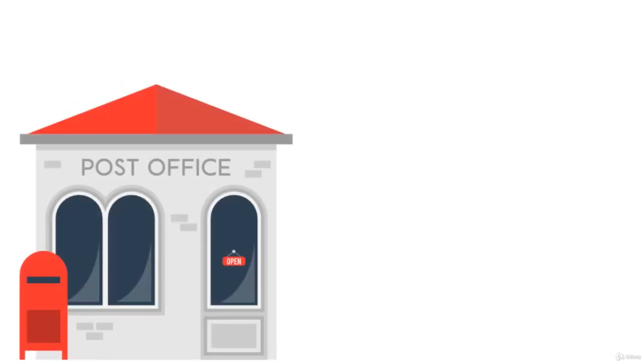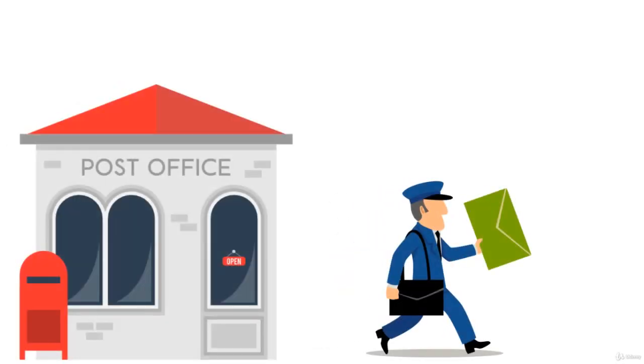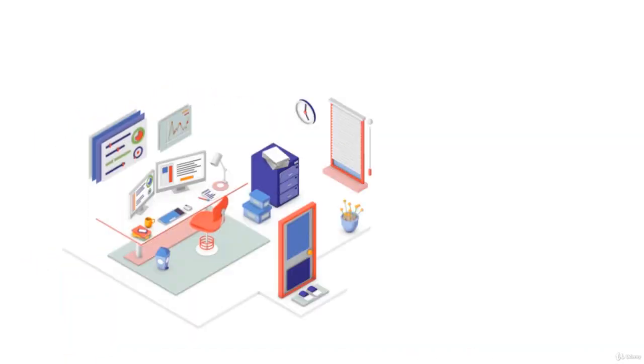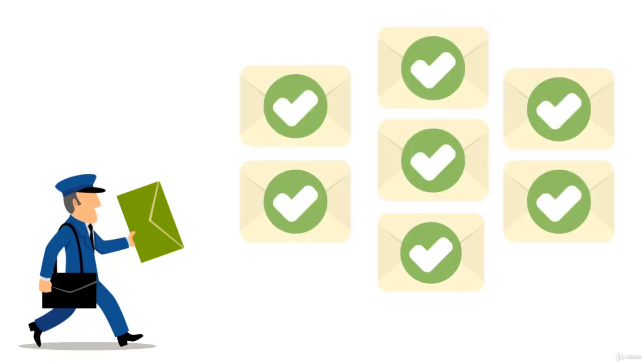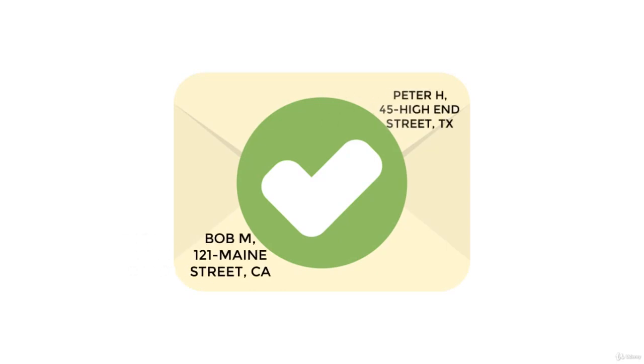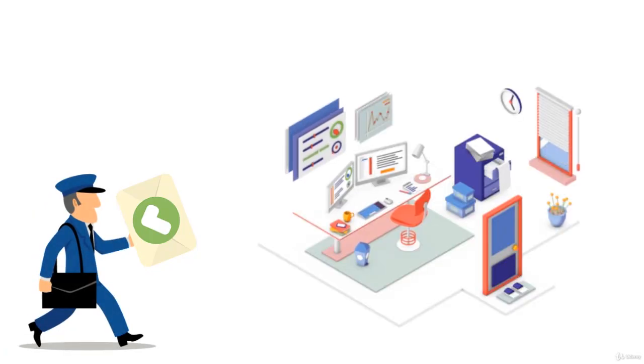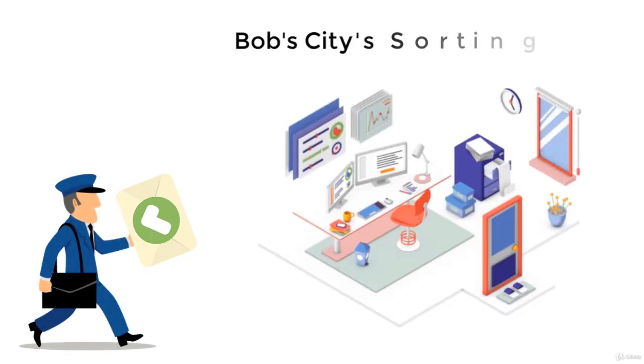Now, when the postman arrives at the post box, he collects the envelopes in it, along with Bob's 7 kg envelope. But the sorting office only takes in a package weighing a maximum of 1 kg. Due to this, the postman does the following. He takes all 7 books out of Bob's envelope, puts each book into a single envelope weighing 1 kg, and writes Bob's address and Peter's address on all 7 envelopes. Finally, he deposits all 7 envelopes at the sorting office of City A.